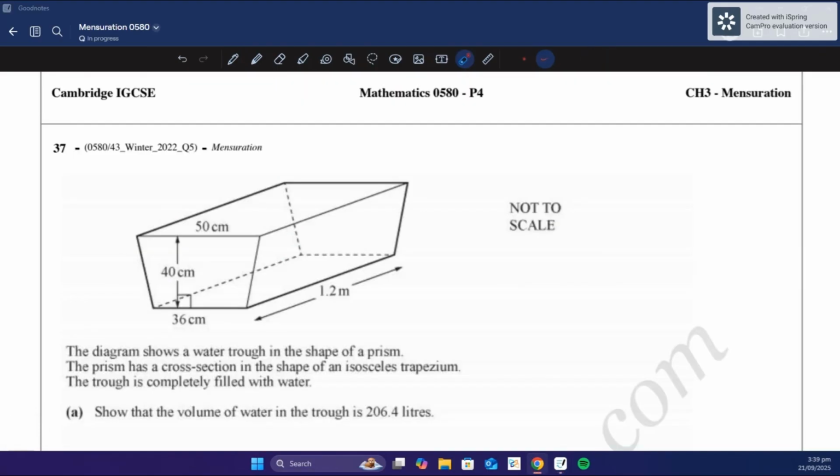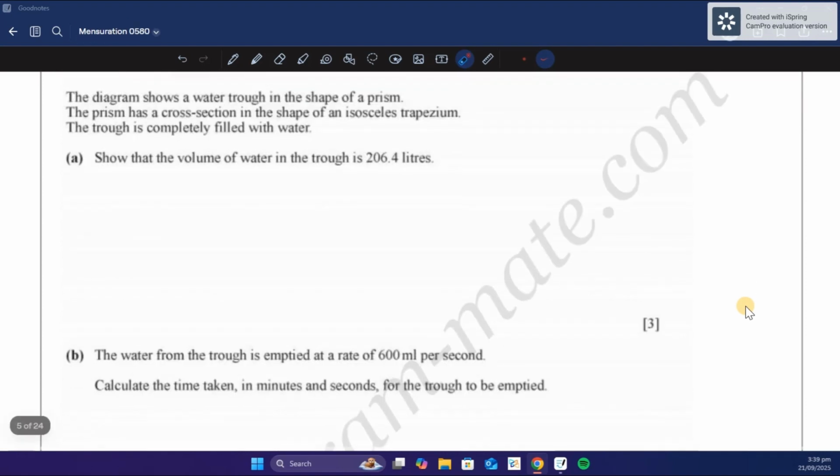Alright, perfect. Question number 37. Show that the volume of water in the trough is 206.4 liters. Alright, so first we need to calculate the area of the trapezium, and then we need to calculate the volume of the prism.